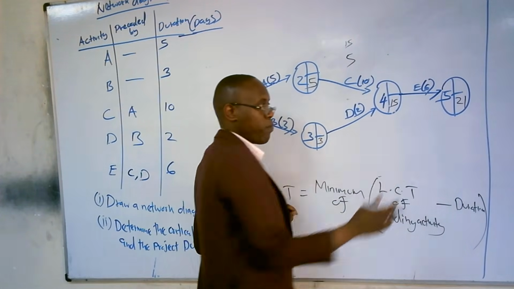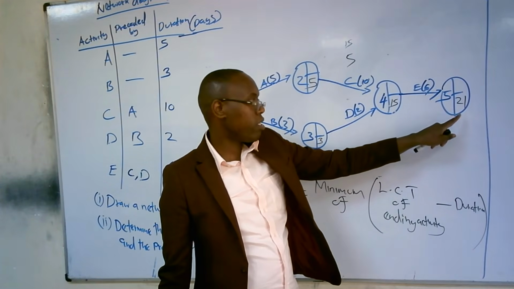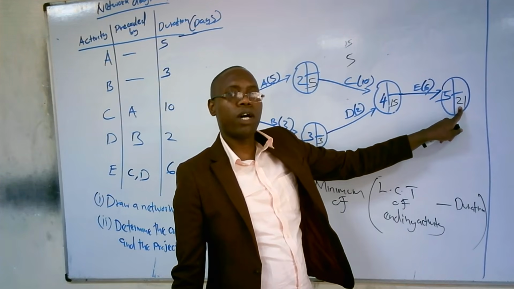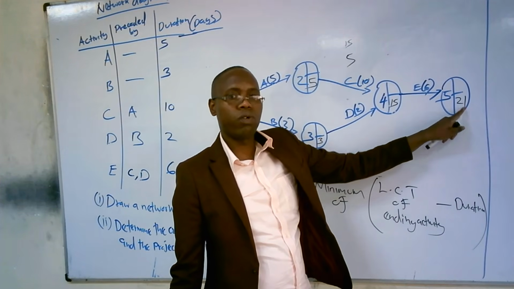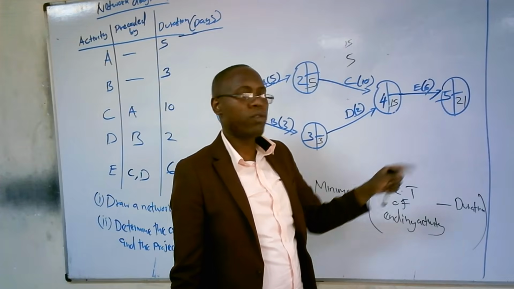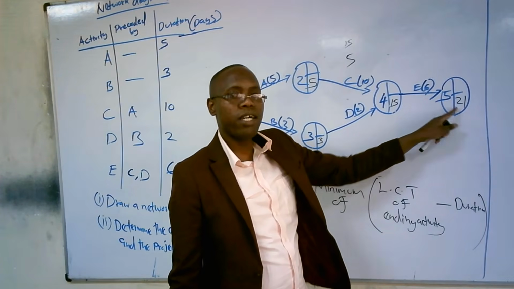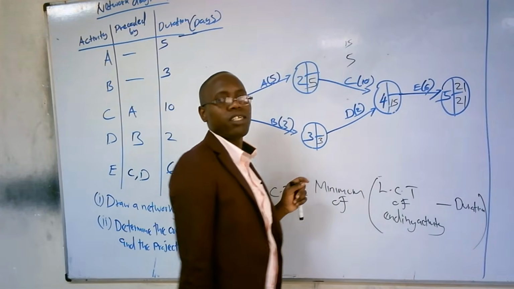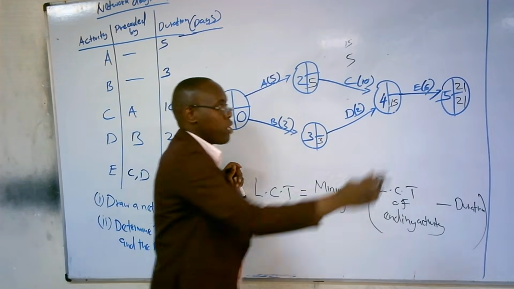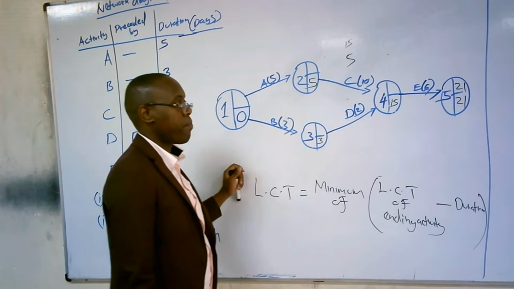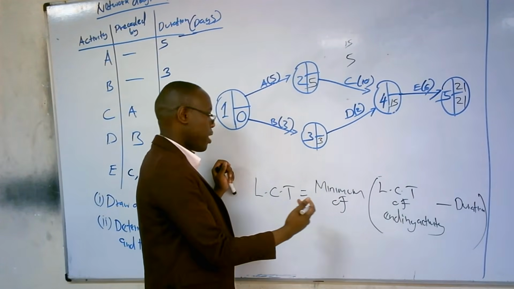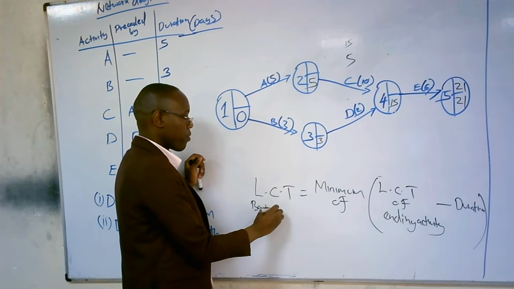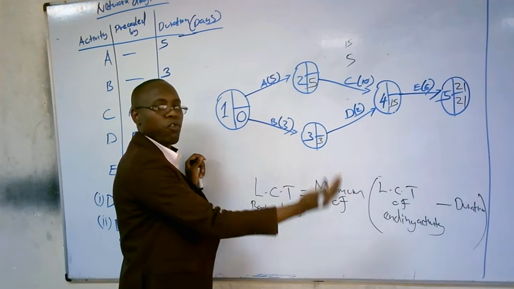So now, this is what you need to know. In the last node, the earliest start time, which is 21, is always equal to the latest completion time. So then it means we are going to have 21 here, and also our latest completion time is going to be 21. So now let us move backward, because it's now a backward pass. That's why the other name of the latest completion time is the backward pass. So we are moving backward.